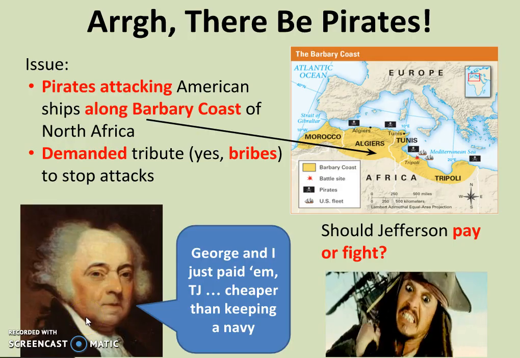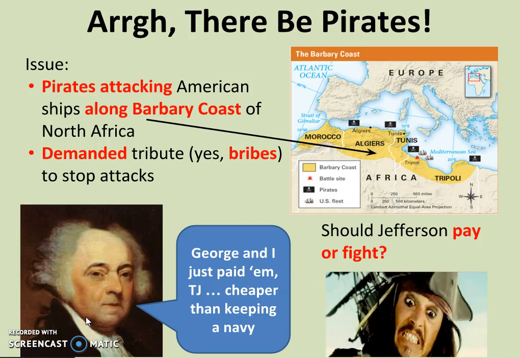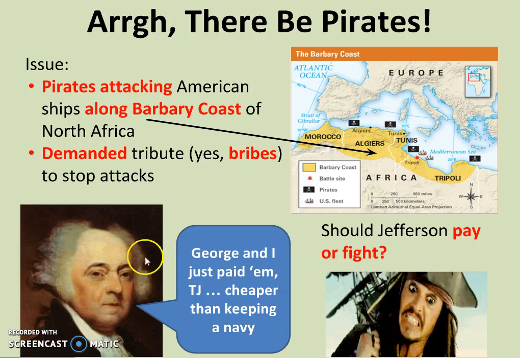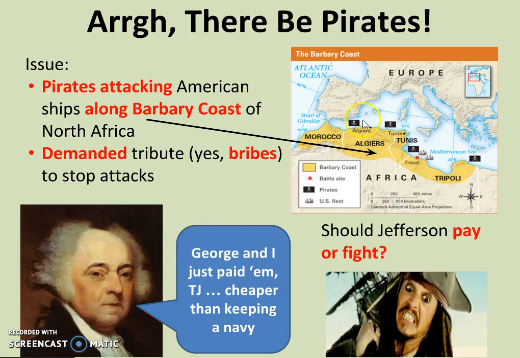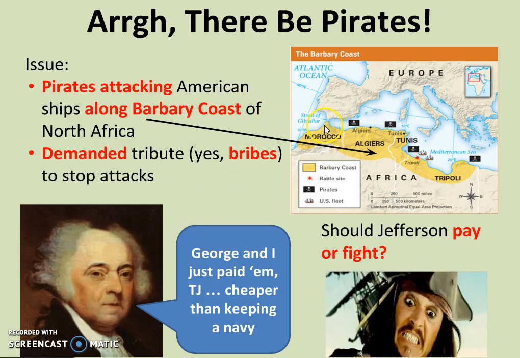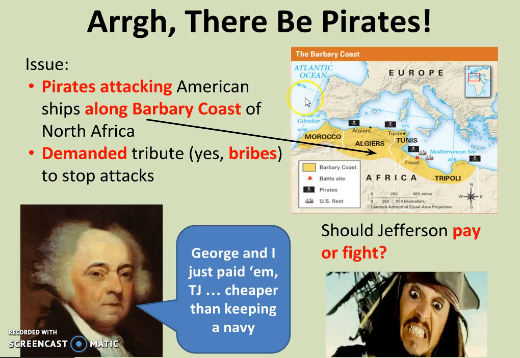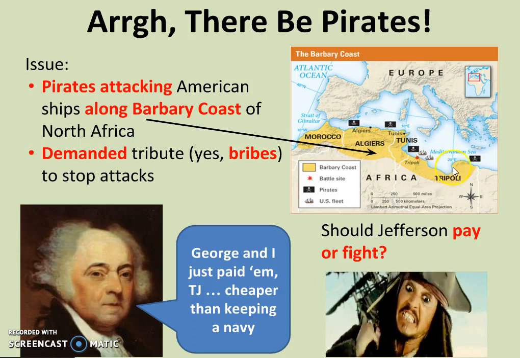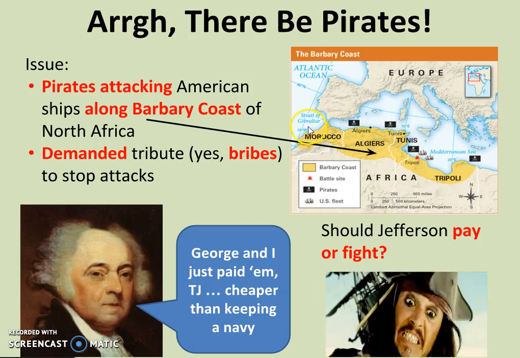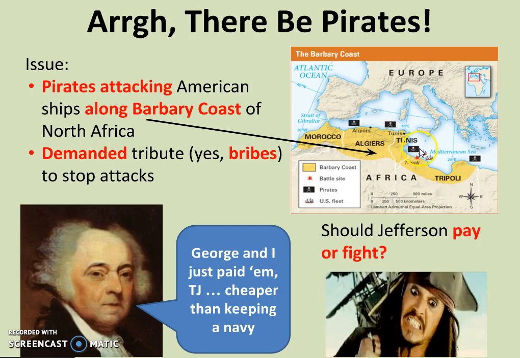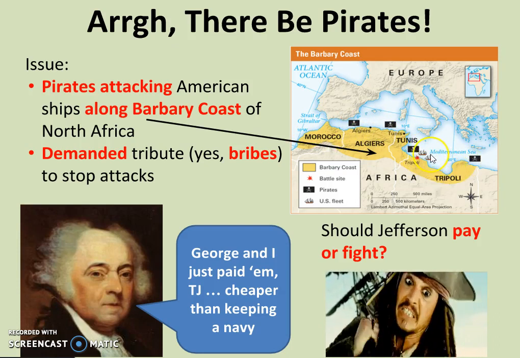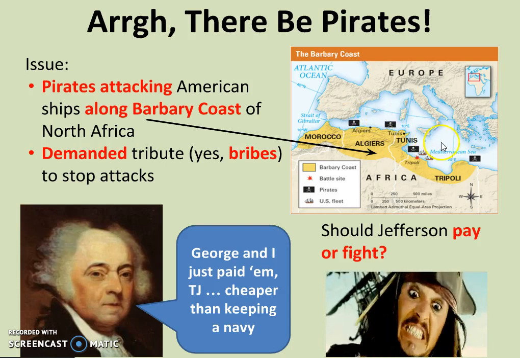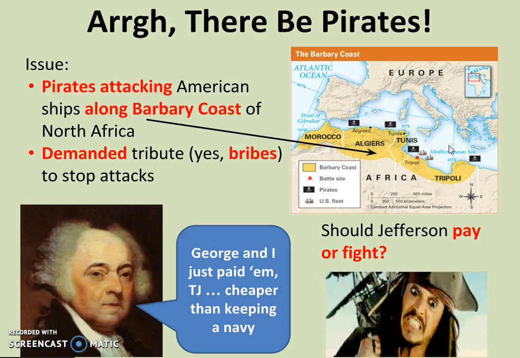So, there be pirates. Thomas Jefferson is still president, and the issue he's dealing with is pirates attacking American ships along the Barbary coast of North Africa. What we mean by the Barbary coast: here is the Atlantic, here is Europe to the north, here is the north coast of Africa, and this Barbary coast all along here, with cities like Algiers and Tunis and Tripoli, is called the Barbary coast. Well, anyway, North African pirates are attacking American ships as they try to cross the Mediterranean Sea.